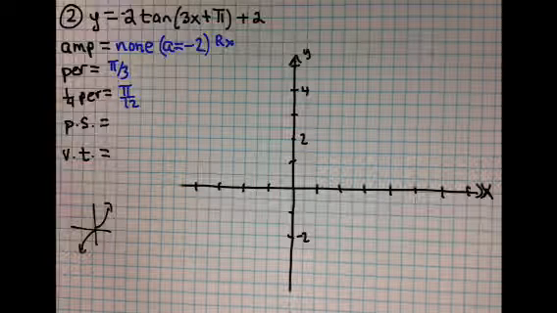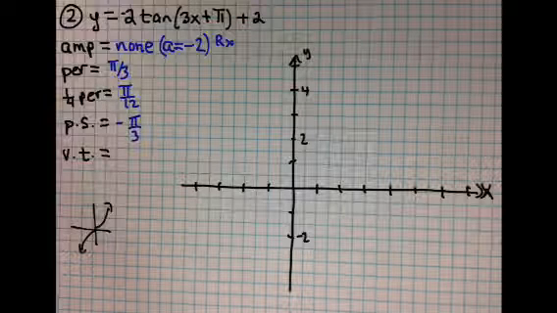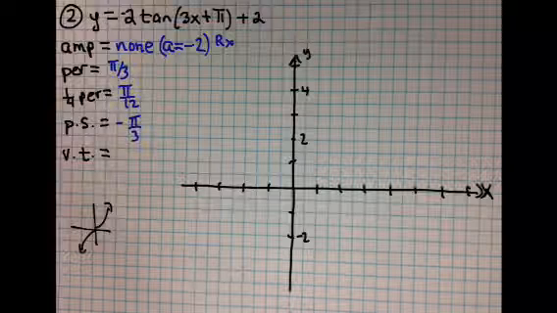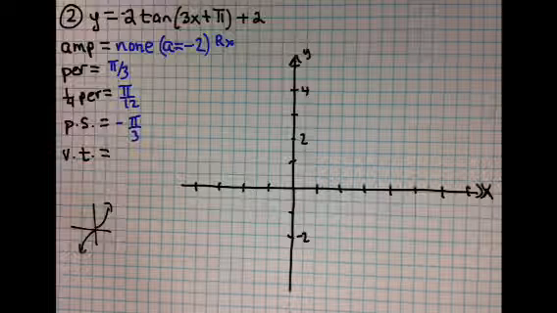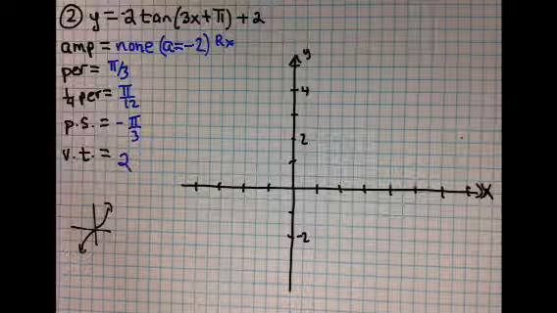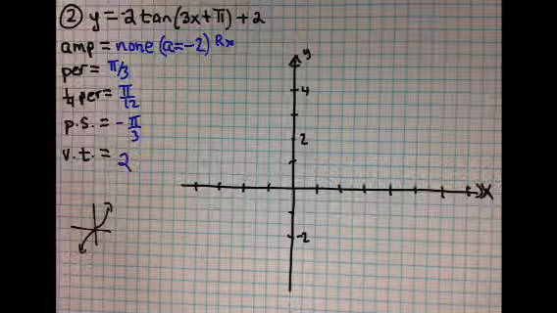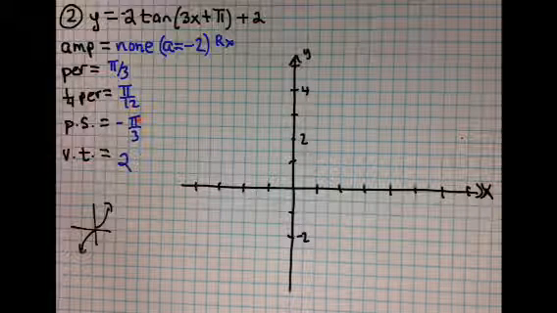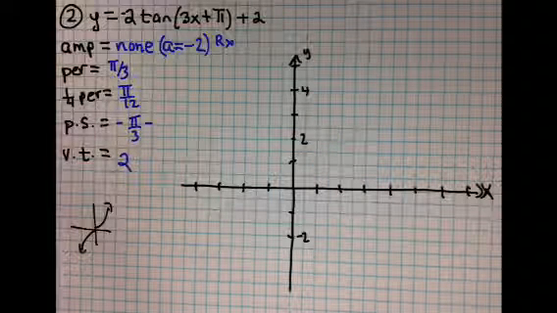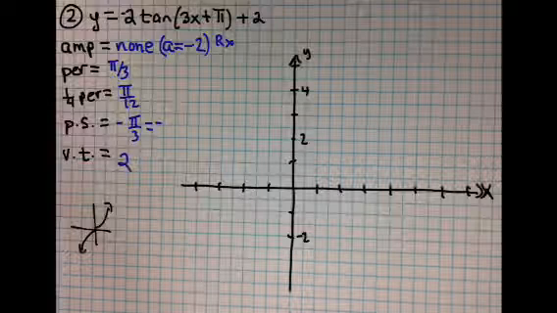The phase shift is negative pi over 3. So I'm taking this number divided by that number and then changing the sign. So negative pi over 3. Another way is to set the argument equal to 0 and solve for x, and you'll get this. The vertical translation is up 2. And remember, you have to make sure that the phase shift and the quarter period have the same denominator. These two don't. So the common denominator is 12. So I'm going to make this into negative 4 pi over 12.